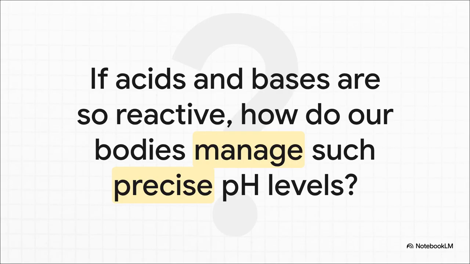I mean, our own blood has a very, very specific pH it has to maintain, right around 7.4. If it shifts even a tiny bit, it can be fatal. So with all the acidic and basic things we eat and drink, how in the world does our body pull off this incredible balancing act?